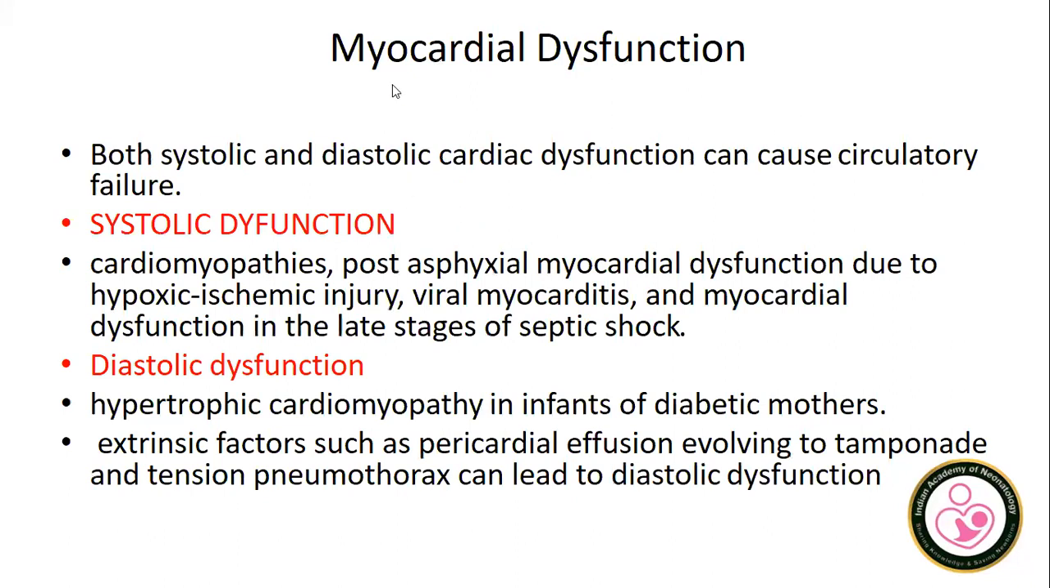So, as I say, this is myocardial dysfunction. Both systolic and diastolic dysfunction can cause circulatory failure. Systolic dysfunction can occur in cardiomyopathies, post-asphyxial myocardial dysfunction due to HIE, viral myocarditis, and myocardial dysfunction in the late stages of septic shock. Diastolic dysfunction can happen in hypertrophic cardiomyopathy in infants of diabetic mothers, and also with extrinsic factors like pericardial effusion, which produces tamponade, and tension pneumothorax, which produces diastolic dysfunction. Both lead to severe myocardial dysfunction.